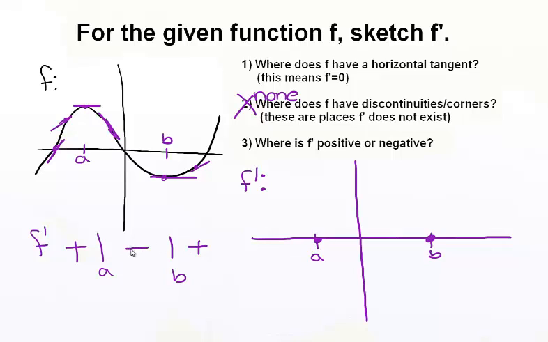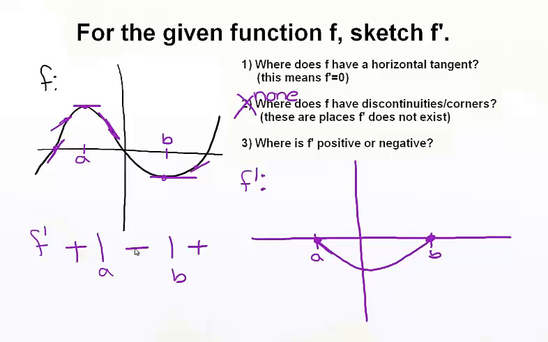So between A and B, that's probably going to be the easiest part because we know it's negative, and it's going to start out close to 0 at A, and we know the derivative is negative, so it's below the x-axis, and it's going to get steeper and then get less steep as we're approaching B and come back to 0. So that's going to look something like this.